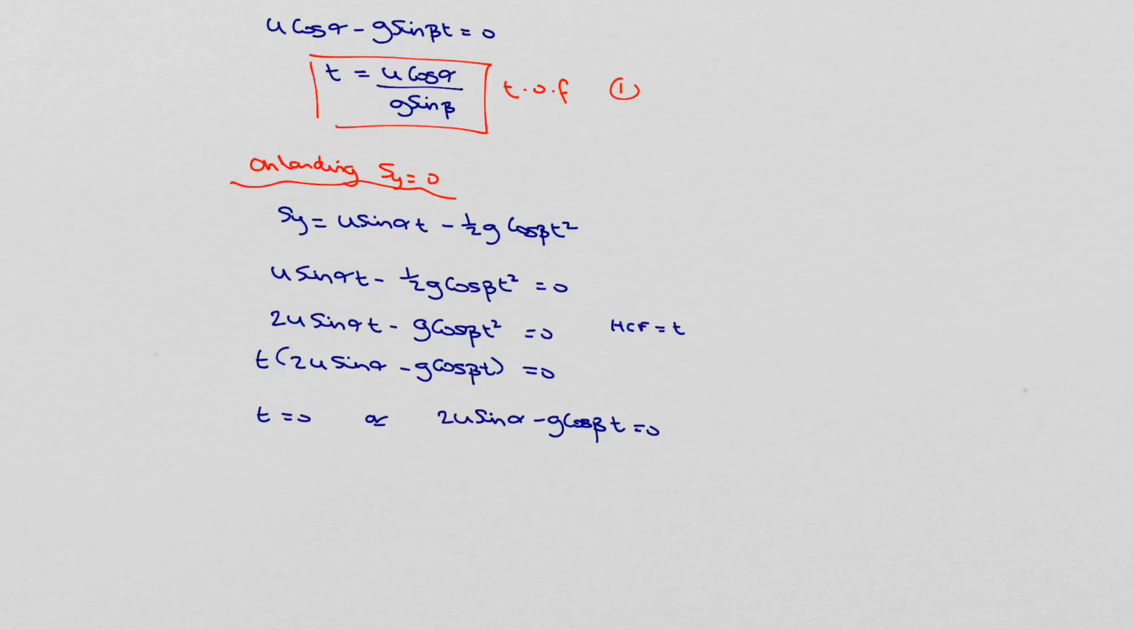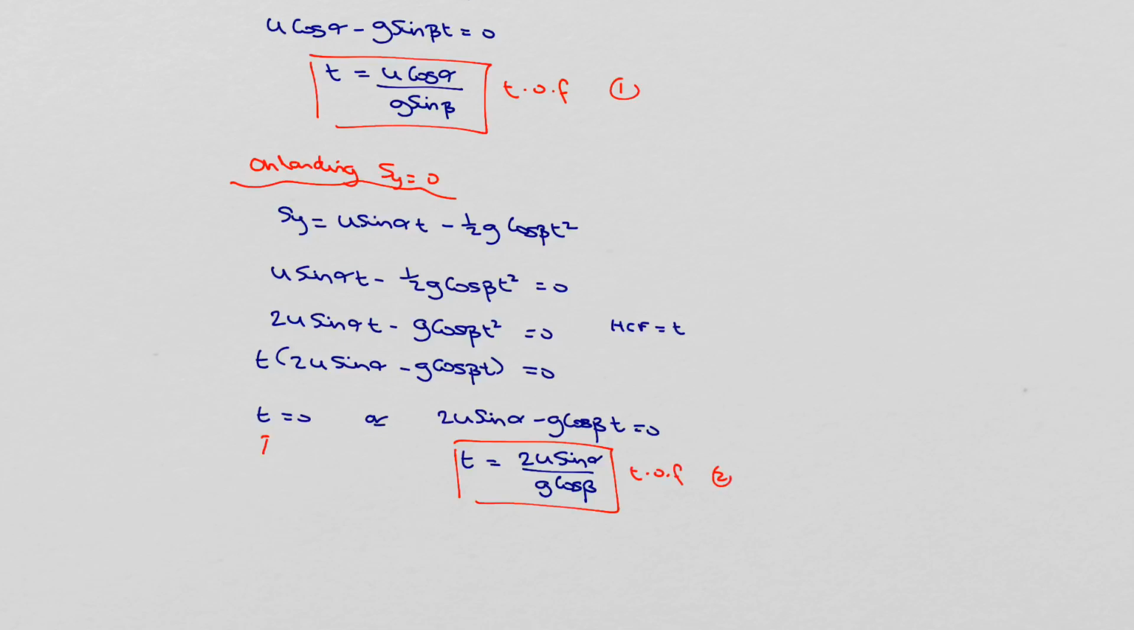So therefore again I can get t on its own here. If I bring g cos beta t to one side and 2u sine alpha to the other side and divide across by the coefficient of t, I'll end up with 2u sine alpha over g cos beta. So now I have the second equation for the time of flight.